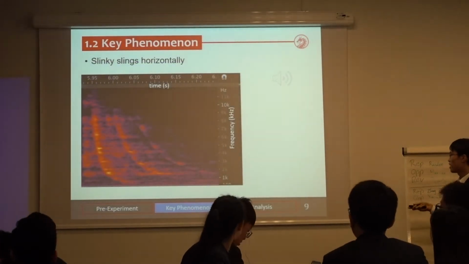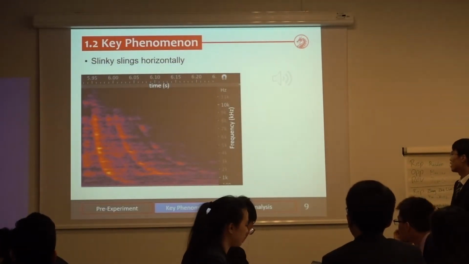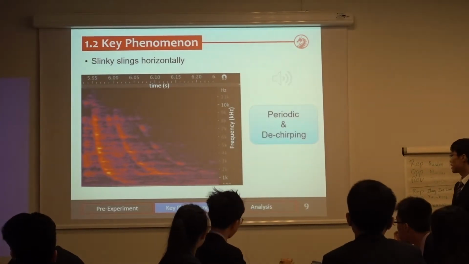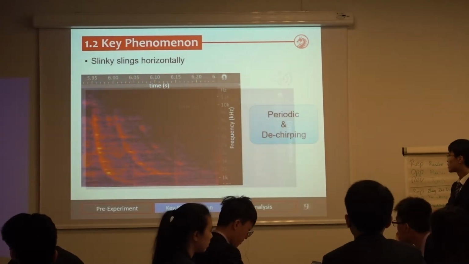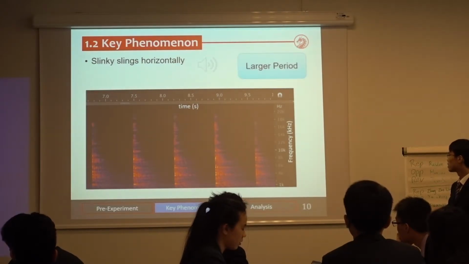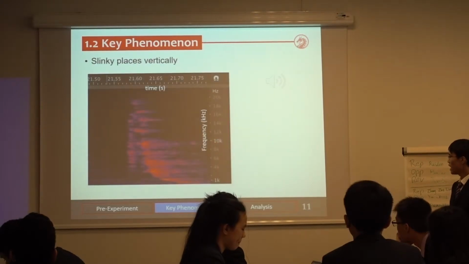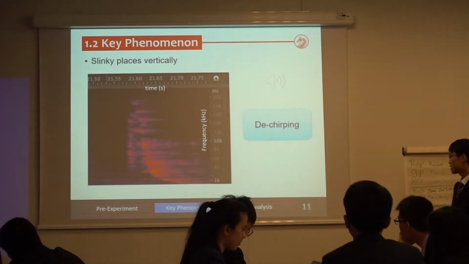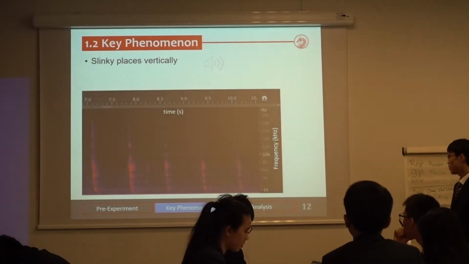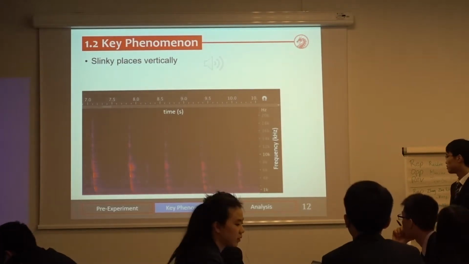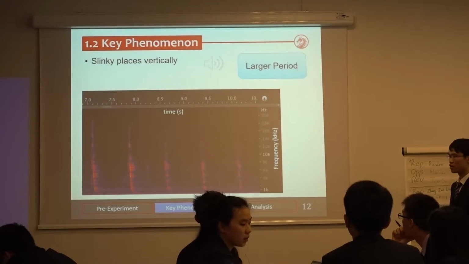And this is the spectrogram I observed when the slinky hangs horizontally. This is one sine sound, and you can see the signal is dispersive and periodical. If you let the slinky vibrate freely, you may hear a periodical sound with a large period. When the slinky is placed vertically, you can still hear the dispersive sound in this signal graph. And if you let it vibrate freely, you will still hear the rest of the sound, which means a larger period.